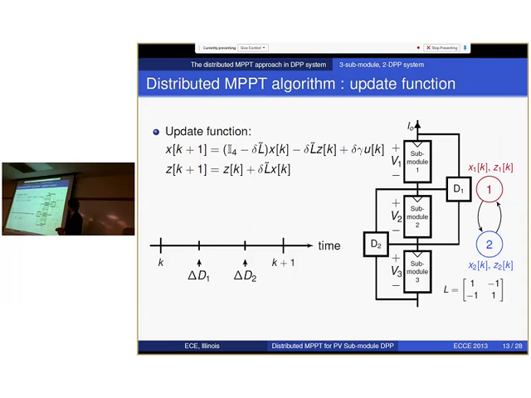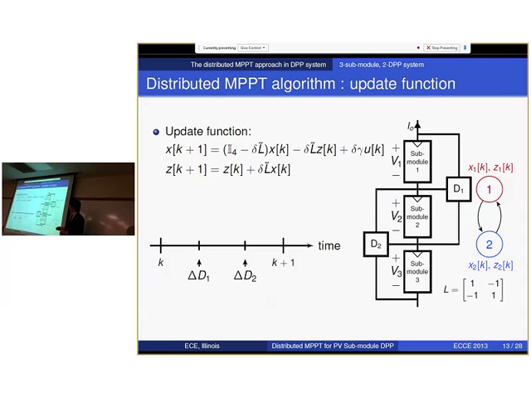So to summarize how the system works, it starts with the exchange of information between these two converters. These two converters can share the information of state vectors and auxiliary state vectors. And then D1 and D2 perturb so they can measure the input.